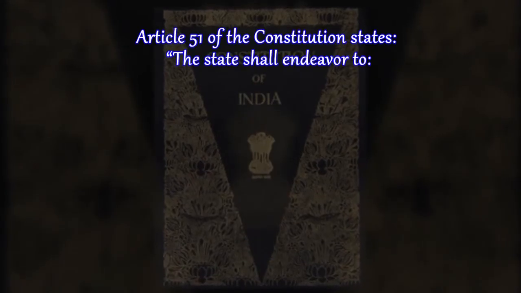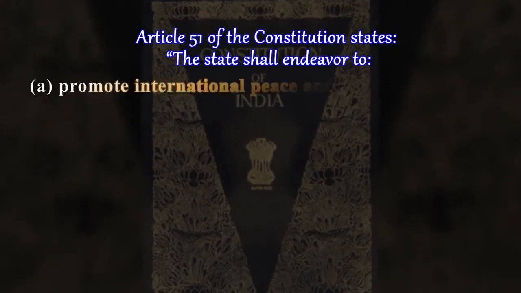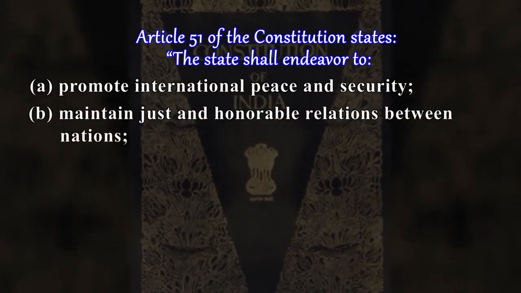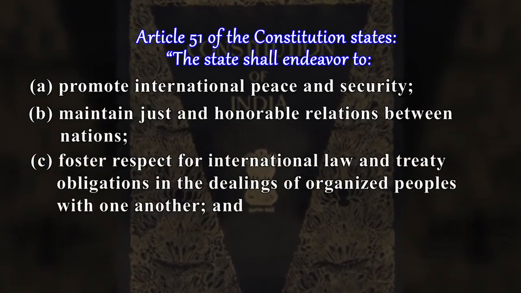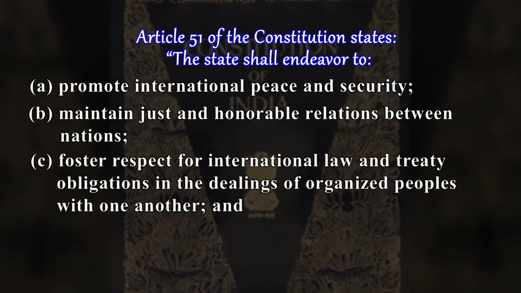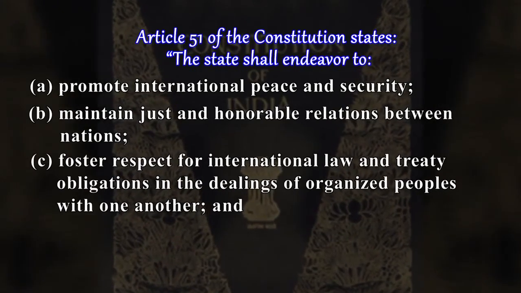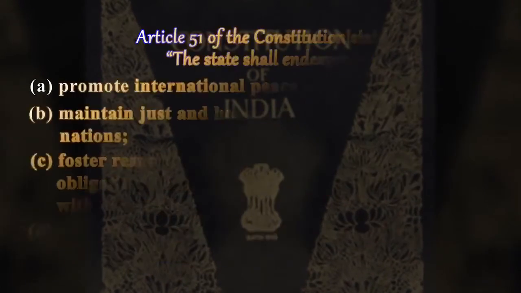Now, Article 51 of the Constitution states that the State shall endeavour to promote international peace and security, maintain just and honourable relations between nations, foster respect for international law and treaty obligations in the dealings of organized peoples with one another, and encourage settlement of international disputes by arbitration. So, India therefore adopted a multi-pronged approach and methods to ensure peace and security.